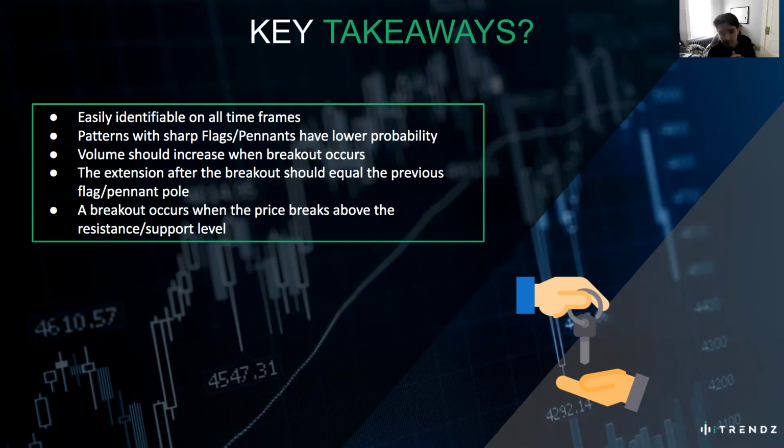And then finally, last but not least, the breakout occurs when the price breaks above that resistance level or below that support level. So it's very, very important to keep that in mind when you are trading. So hopefully you guys learned a lot today. I know it was very quick. I was a little distracted by TOS, so I apologize about that.